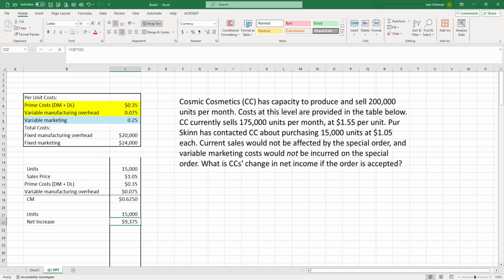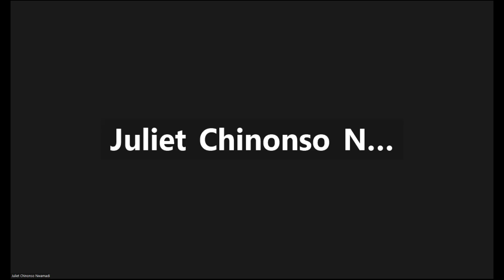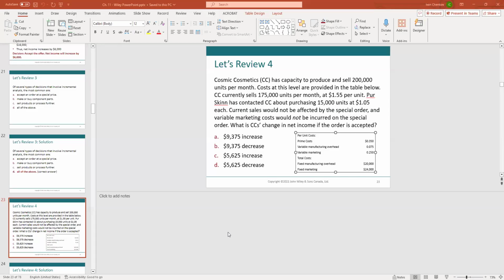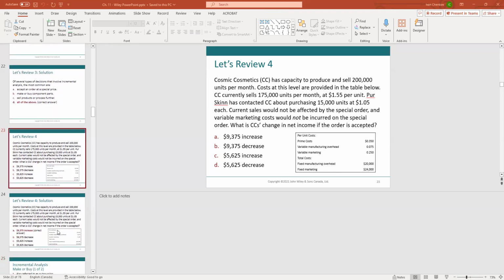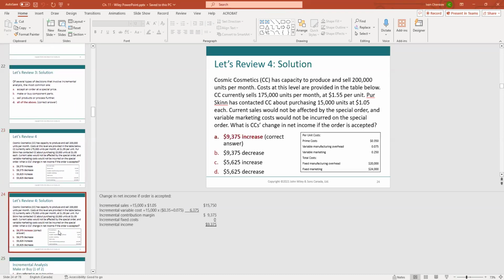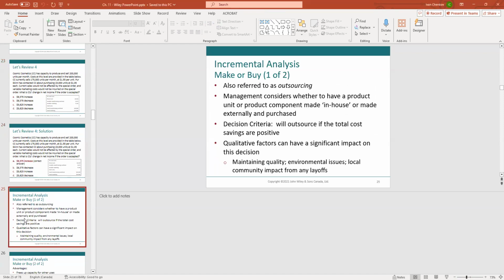Let's see. What are the available options? Let's go back to the slides and see where we are. Do we have this as an answer? Yes, number 8. So what will be the logical answer? A. Increase with 9,375. Okay, awesome. Let's move to the next one.